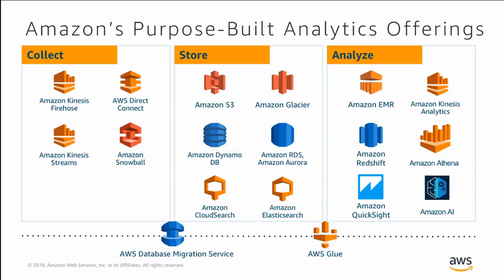On the analyze side, we have services such as EMR, which is really the Spark and Hadoop ecosystem as a service. Athena, which allows you to do ad hoc querying across your data on S3. Redshift, which we're going to dive into very deeply during this session, and Redshift Spectrum to have your data warehouse and extend your data warehouse into your data lake on S3. And QuickSight and many, many Amazon AI services.